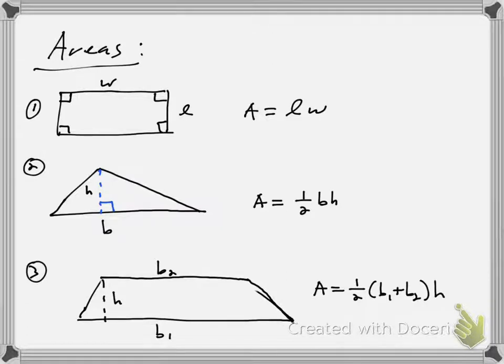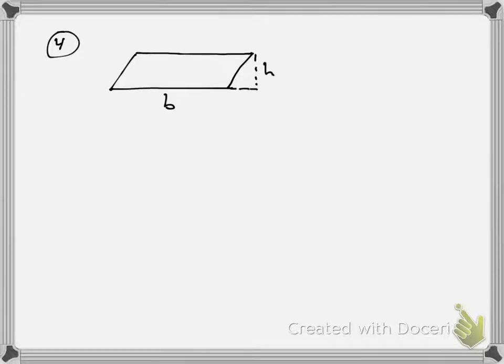Okay, so basically this is a formula using the average of the two bases. So that would be the area of a trapezoid. And then the last area we need is the area of a parallelogram of any kind. Again, we have a base, and then let's say we have a little height here of the parallelogram. The area of the parallelogram is just base times height. Okay?